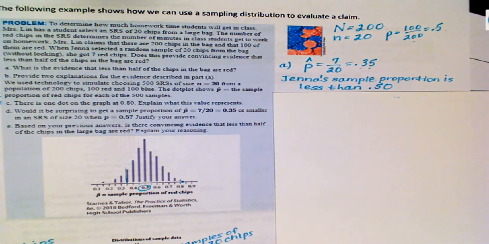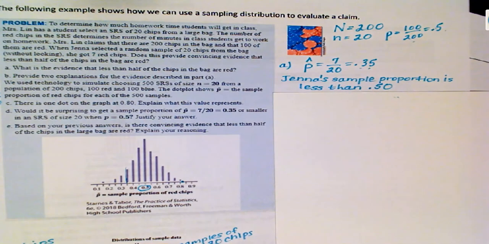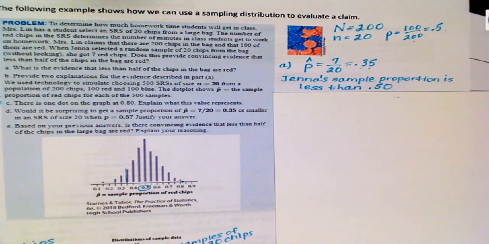Part B, provide 2 explanations for the evidence described in Part A. Okay, well, number 1, we just talked about something called sampling variability. So maybe this sample proportion is due to sampling variability, because we all know that our samples are not always going to equal 0.5. It's not going to always equal the true proportion. So that could be one explanation.